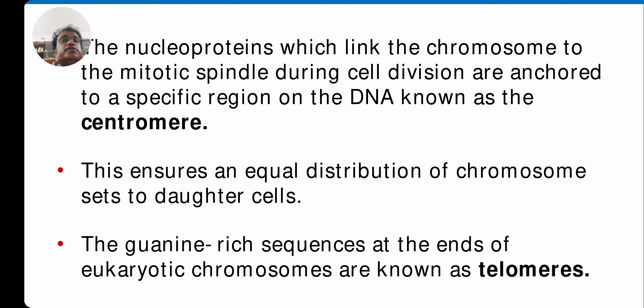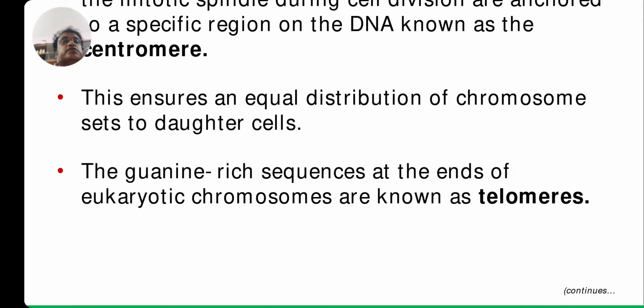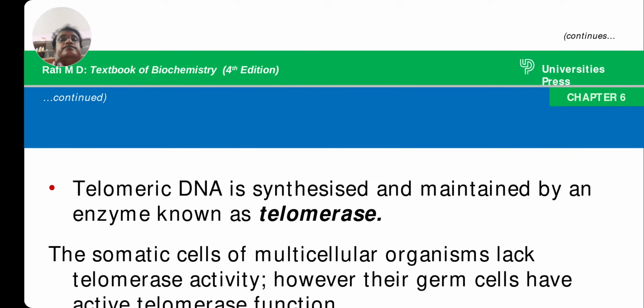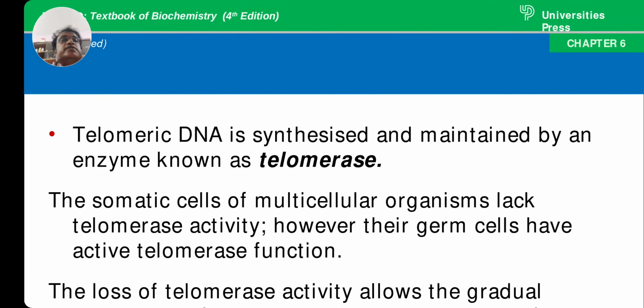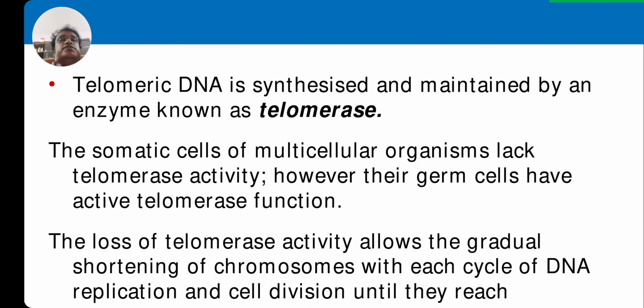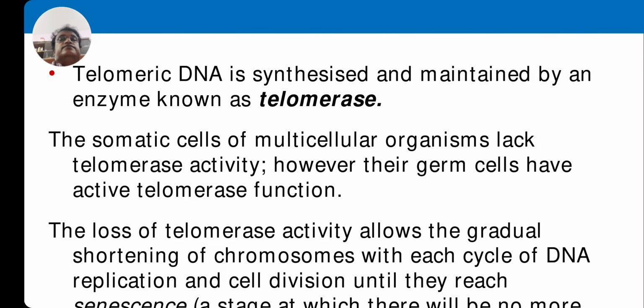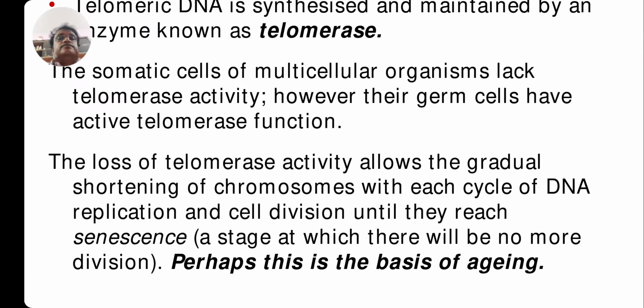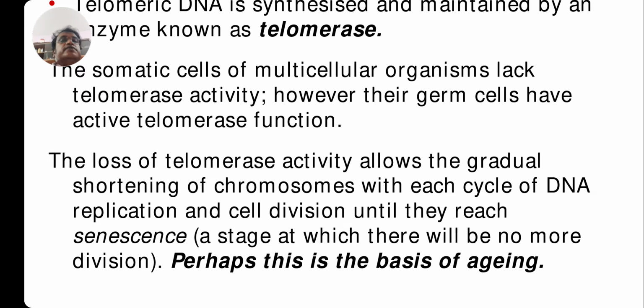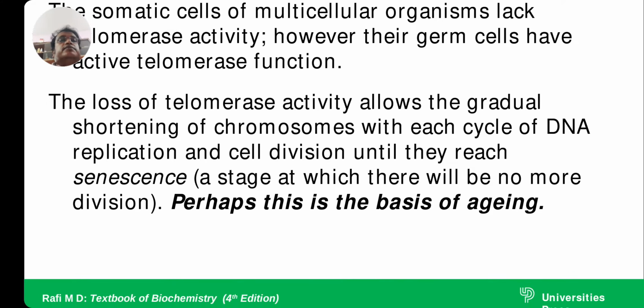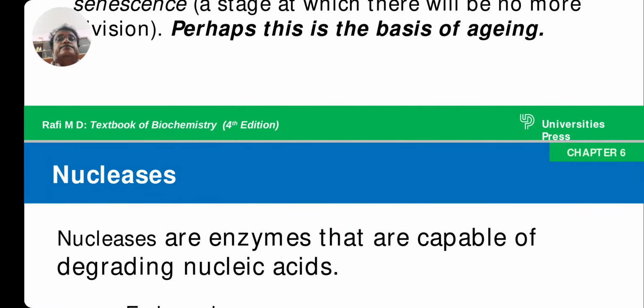Guanine-rich sequences at the ends of eukaryotic chromosomes are known as telomeres. Telomeric DNA is synthesized and maintained by an enzyme known as telomerase. Loss of telomeric activity allows gradual shortening of the chromosome with each cycle of DNA replication and cell division, until there is senescence, a stage at which there will be no more division. This is the basis of aging.